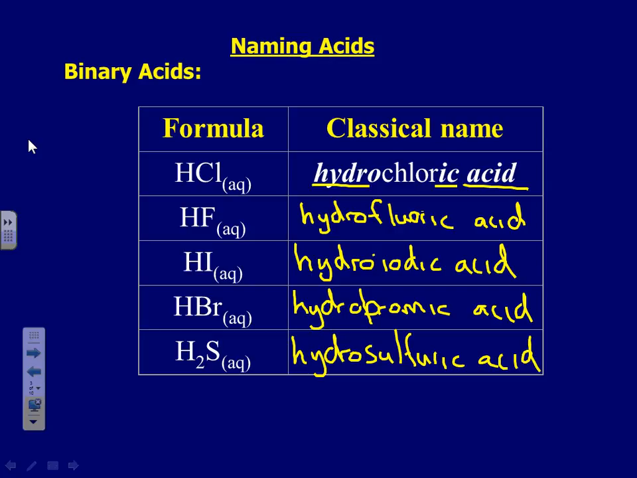So again, those are the binary acids. They all start with hydro, end in ic, and because they're acids, we say that they're an acid. There is a second family of acids on the next slide, and they're called oxyacids, and they come from our polyatomic ions list.